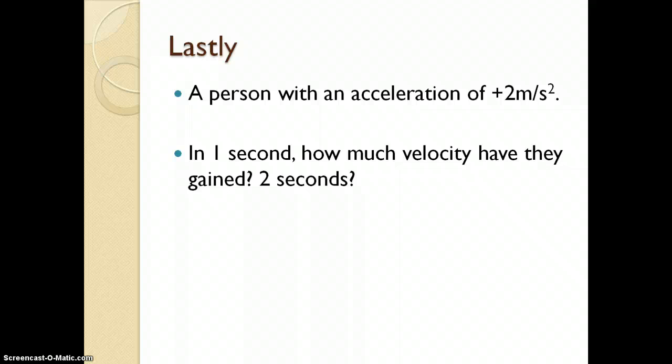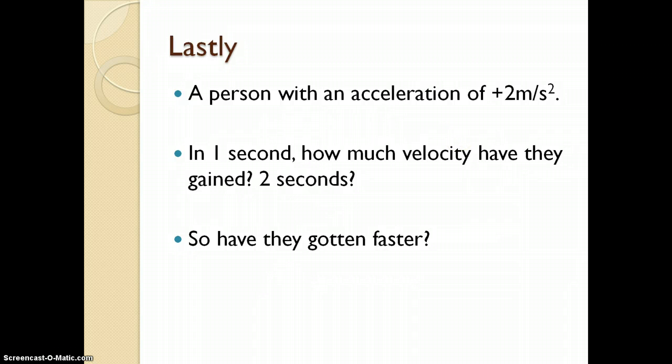All right. So if they gain 2 meters per second squared, that means that every second they gain 2 meters per second. So in 1 second, they gained 2 meters per second. In 2 seconds, they gained another 2, which is a total of 4 meters per second. So here's a question to you. Have they gotten faster? Pause, get ready to answer yes or no with an explanation. And of course, the answer is we cannot tell.